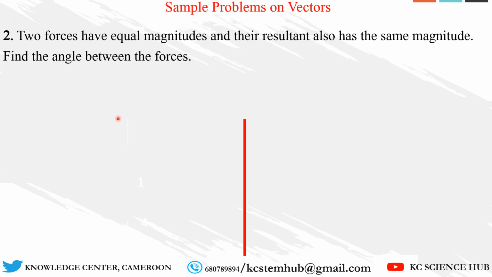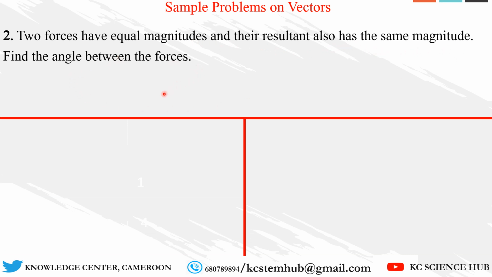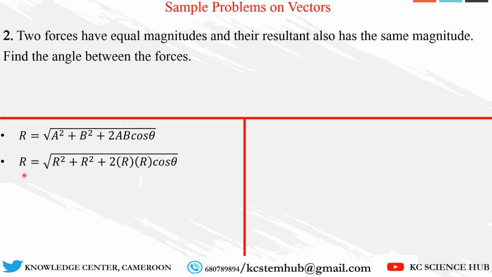So the second part of the problem says two forces have equal magnitudes and the resultant also has the same magnitude. Find the angle between the forces. Okay, so we have the resultant is the square root of A squared plus B squared plus 2AB cos theta, and the resultant there is the same as the individual vectors.